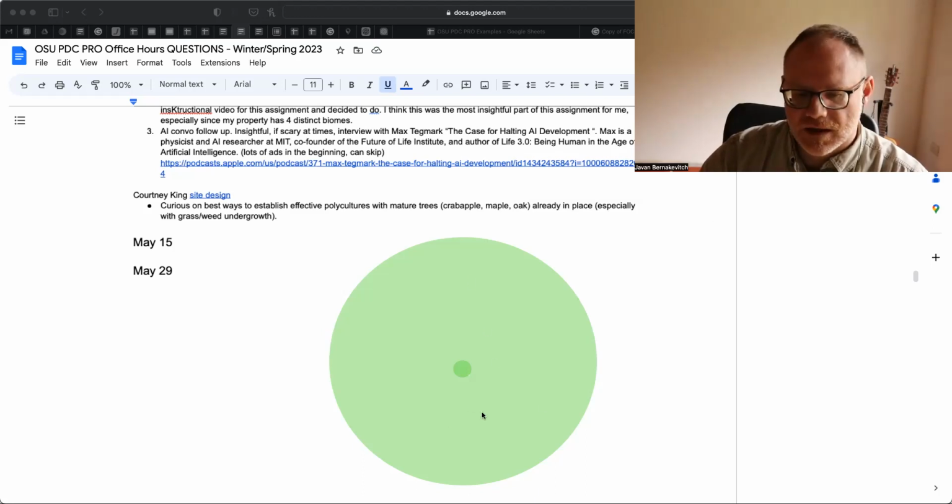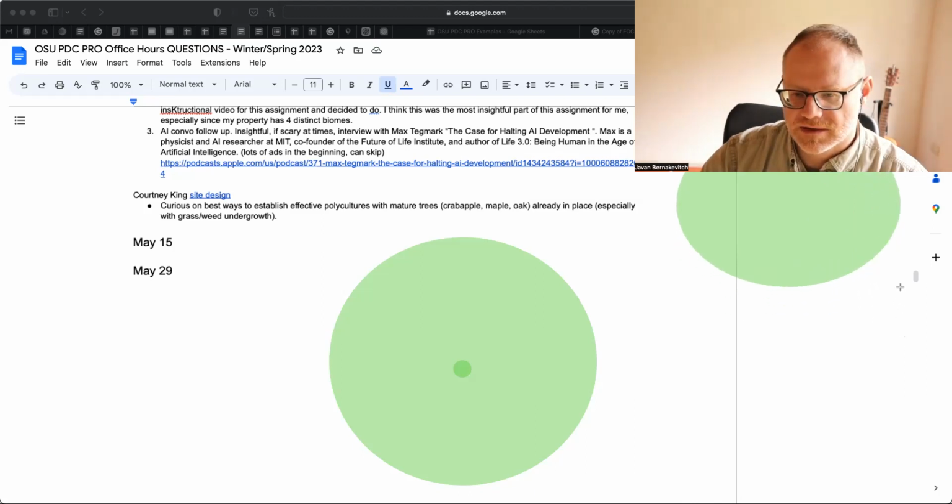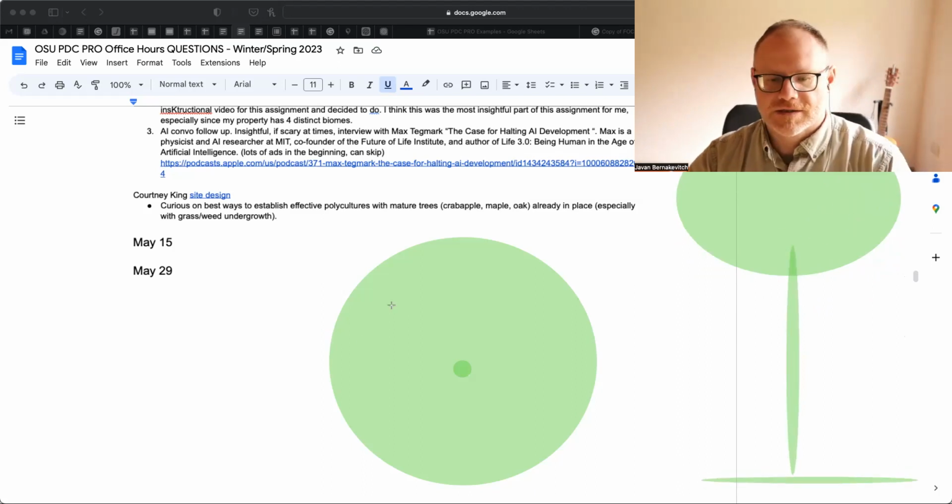So if this is our plan, and let's call this our, that's about the same size. We'll make it a bit more oval. And this is our cross section.